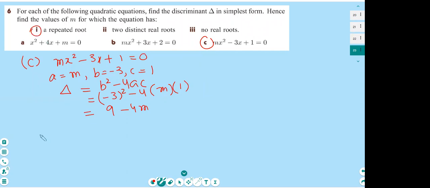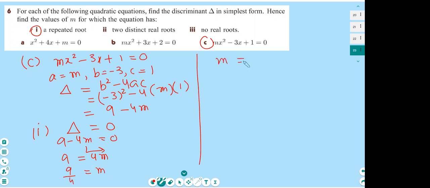Okay, in part 1, when the roots are repeated, it means the discriminant must be equal to 0, or 9 minus 4m equal to 0. That's how we have an equation, and we can find the value of m. So 9 is equal to 4m, and divide both sides by 4. So we get m is equal to 9 over 4, which will be 2.25. Right? Okay, next part. Two distinct real roots.